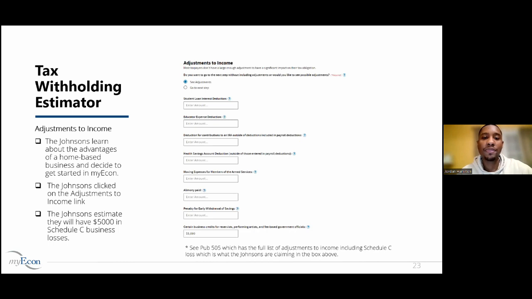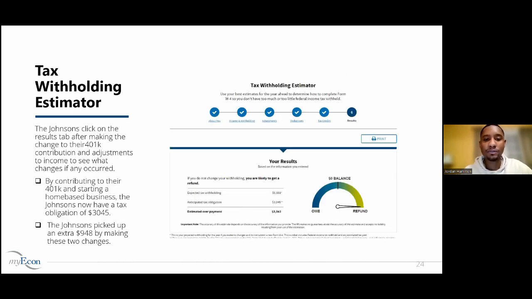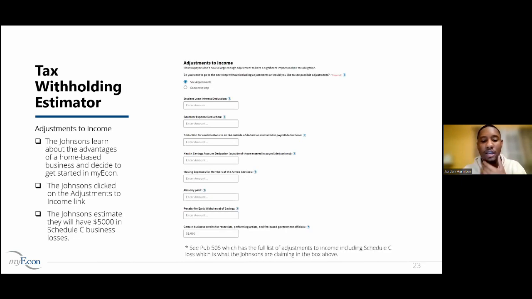So we're going to check out the adjustments to income. We're going to see if there's any other adjustments. And as you can see, there's nothing that we can put in most of the fields until we get down to the certain business credits for reservists, performing artists, and fee-based government officials. So the reason why they put information there, the Johnsons learned about the advantages of a home-based business and decided to get started with MyEcon. And so the Johnsons estimate they will have $5,000 in Schedule C business losses. So that's why we put the 5,000 there.